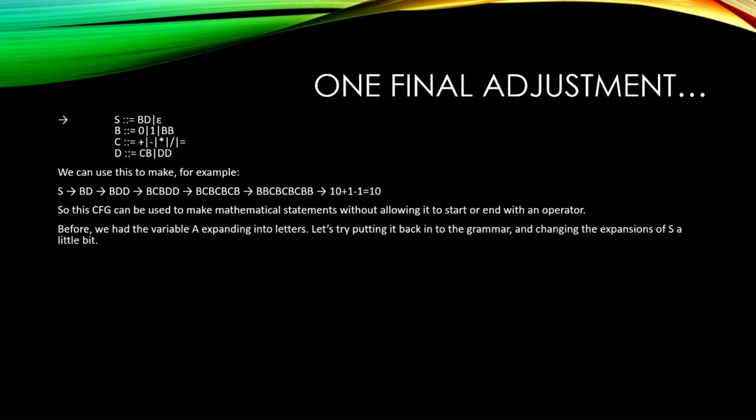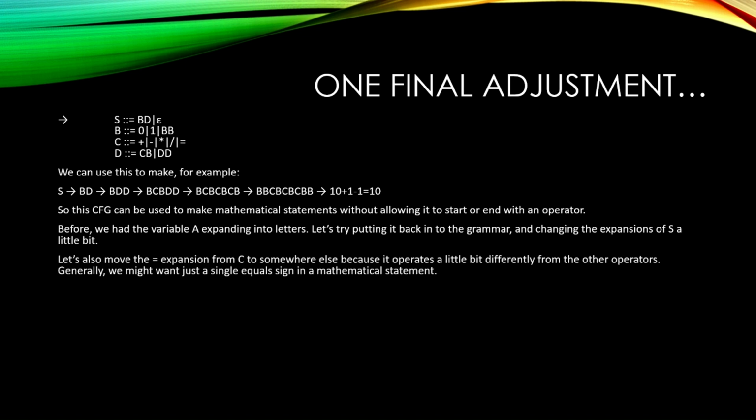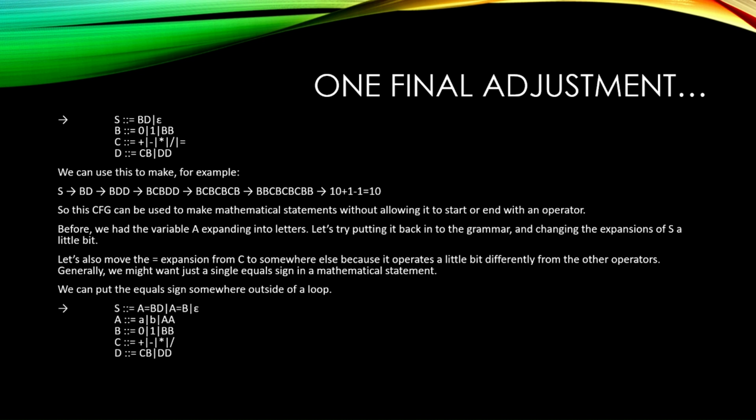Before, we had the variable A expanding into letters. Yeah, 0 = 1 could be correct for some definition. That is true. They're not actually numbers, because it's context free, as you say. But let's try putting A back in and see what we can do with that. Let's also move the equal sign out of the expansions of C. We can put it somewhere else because it operates slightly differently to the other operators. Generally we might just want a single equal sign, so we can put it somewhere outside of a loop, for example.